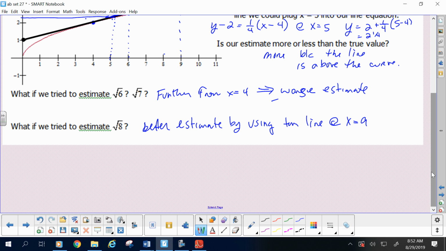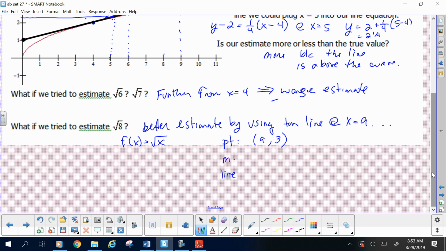All right? So let's do that and use it to estimate. What do we need? What 3 steps to a tangent line? A point, a slope, and a point-slope. Okay? So, in this case, what are we going to use for the point? 9. Now we're going to do a tangent line at an x of 9. And what's the y at 9? 3. Remember, the function is the square root function.